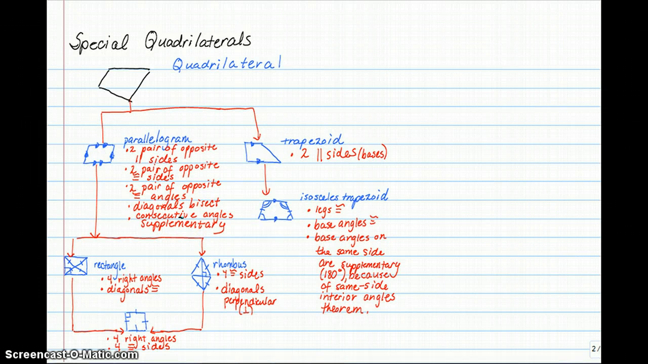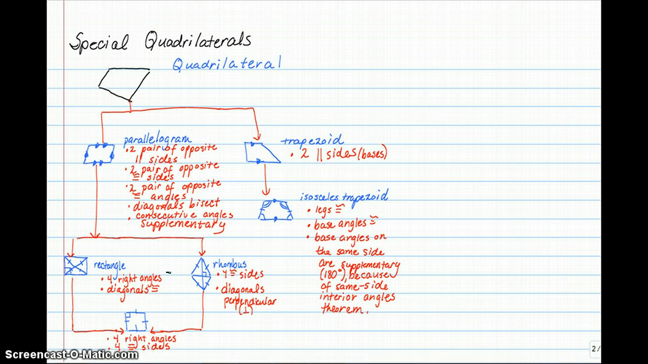Now, special types of parallelograms are rectangles, rhombuses, and squares. Rectangles, rhombuses, and squares have all the same attributes as the parallelogram, all of the 5 given above. In addition to that, they have some special ones. For instance, the rectangle has 4 right angles, and its diagonals are congruent. So not only do the diagonals bisect each other, but they are also congruent.